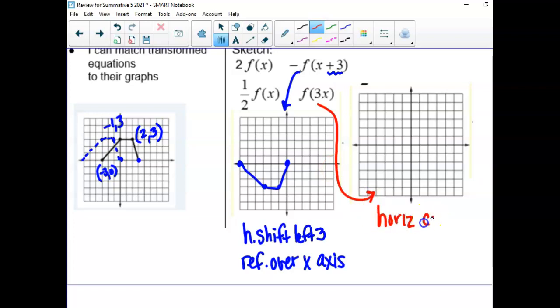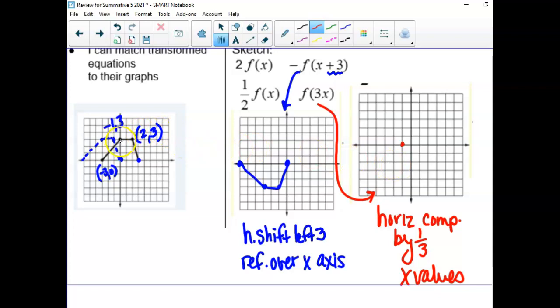Horizontal compression by 1/3. And it is changing x values. Okay, so where this one was over to -3, 1/3 of that is -1. The whole thing is only going to go to there.